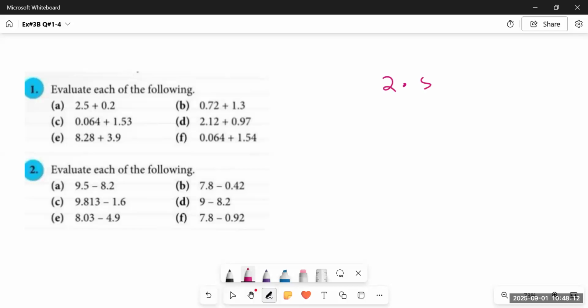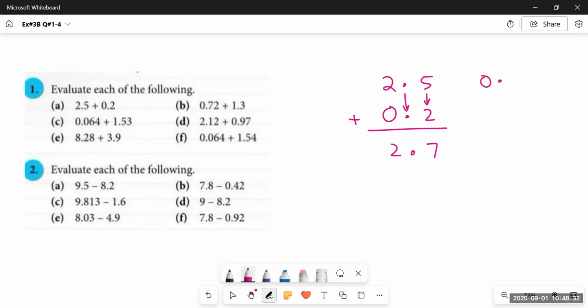Okay. So if we have 2.5 plus 0.2, we are going to keep it as 2.5, 0.2. 2 will come below 5 because there is a decimal below decimal, and then comes 2 and 0 together. So it becomes 5 plus 2, 7. Decimal comes below decimal, and here comes 2.7.